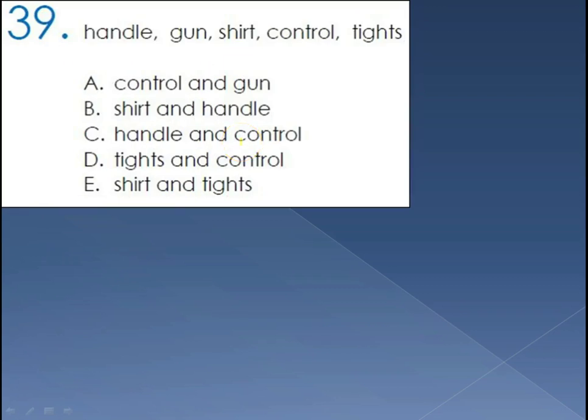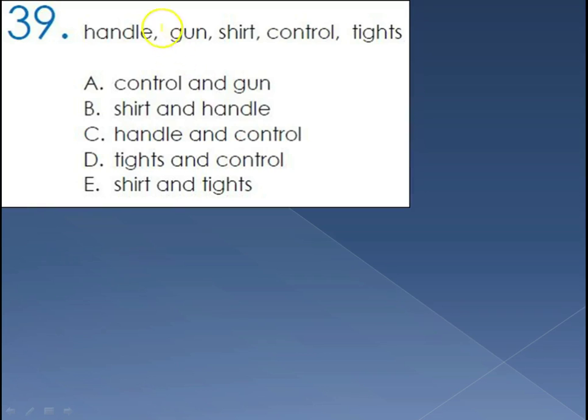Next question. You have handle, gun, shirt, control, tights. Now in this question, you have to choose two words that have similar meaning. So we've changed it slightly. You're not picking it from one category or the other, or you're not picking two words that are opposite. You're picking two similar words. So looking at the words, you've handle, gun, shirt, control, tights.